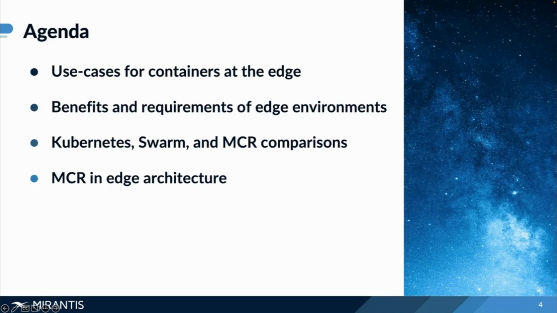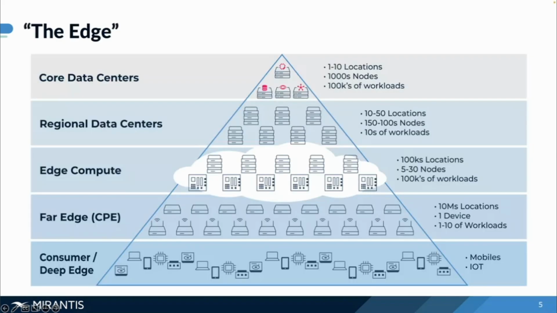So before we start, I think it'd be a good idea to define what we mean by the edge. And as you can see here, there are a couple different levels, starting with your core data centers at the top, which generally consist of fewer locations, but containing several nodes and workloads. So these are your traditional centralized facilities for storing and processing data. And their primary role is to host applications and data on a large scale, serving users worldwide.